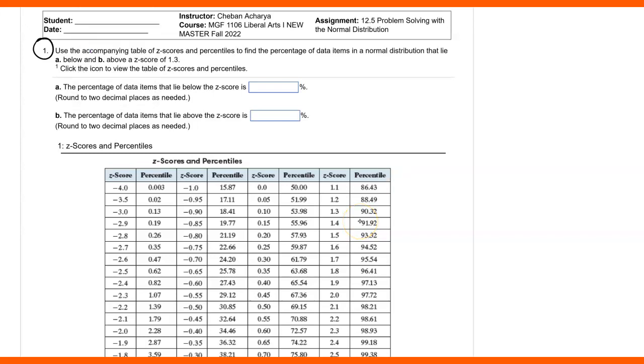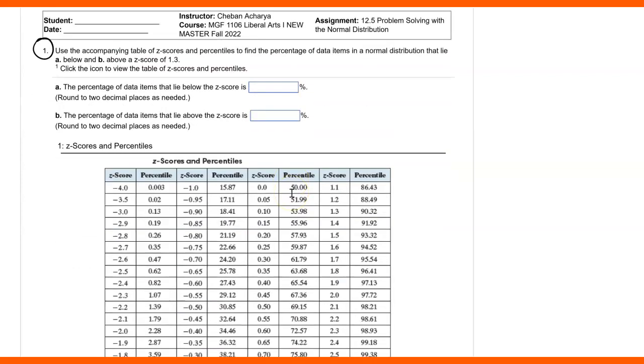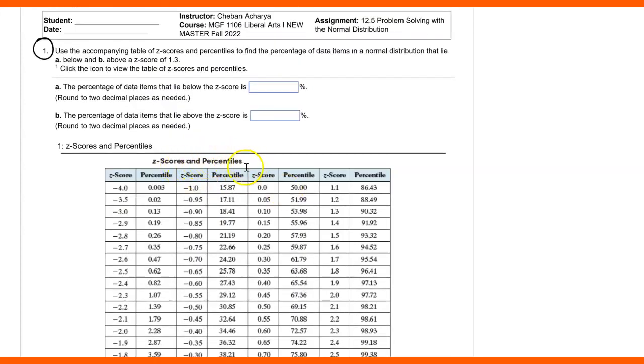Hello, in this video I'll do section 12.5, problem solving with normal distribution. This whole section is based on the table called the z-score and percentile table. You have two columns, a z-score column and a percentile column. I should say percentile is a percentage.